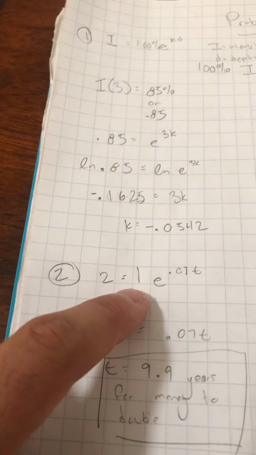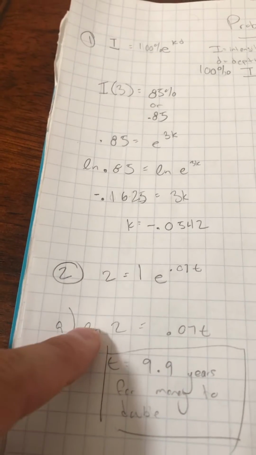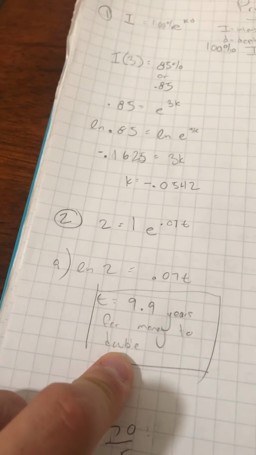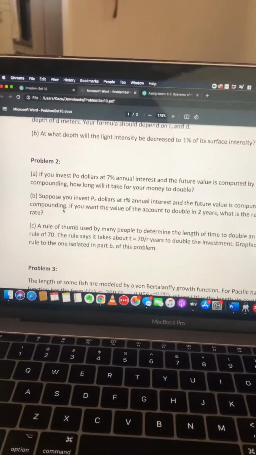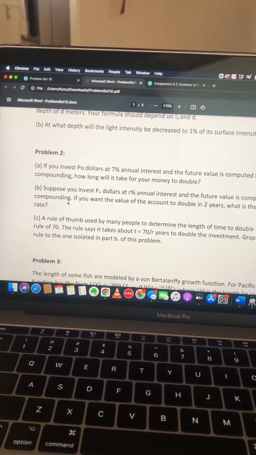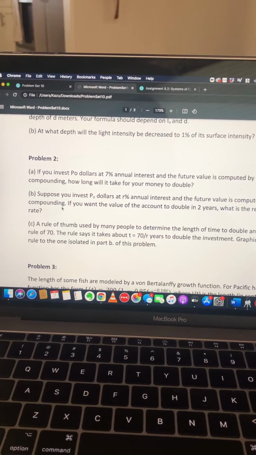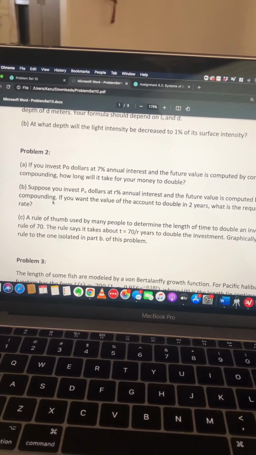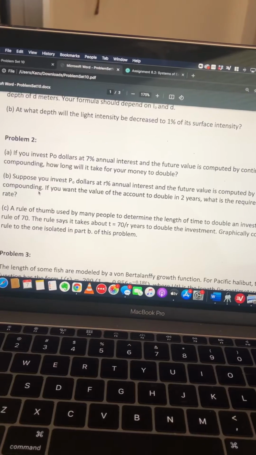And what we get is the natural log of 2 is equal to 0.07t, where t equals 9.9 years for your money to double. Part B asks, suppose you invest P dollars at r% annual interest and the future value is computed by continuous compounding. If you want the value of the account to double in 2 years, what is the required interest rate?